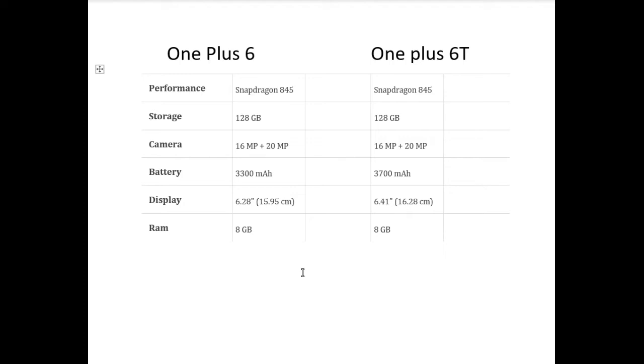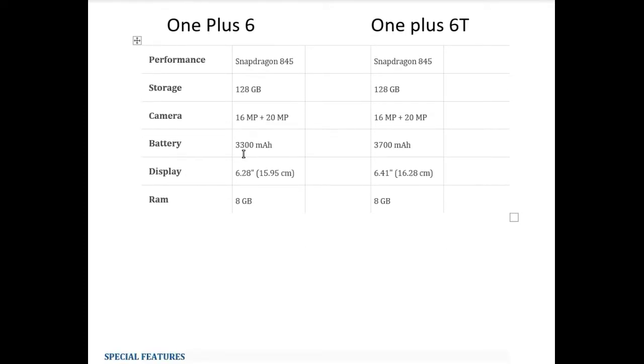Now moving on to the summary. The performance for OnePlus 6 is Snapdragon 845, and for OnePlus 6T Snapdragon 845. The storage is the same for both phones, and the camera is 16MP plus 20MP for both. We have 64GB, 128GB and 256GB available at different prices. And moving on to battery, we have 3300 mAh for OnePlus 6 and 3700 mAh for OnePlus 6T.